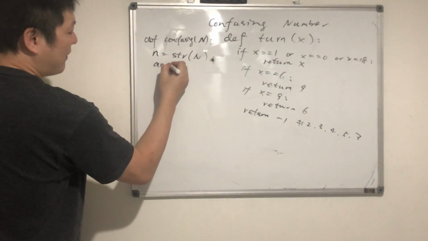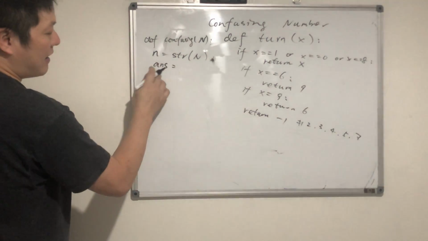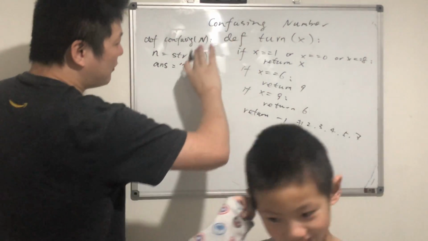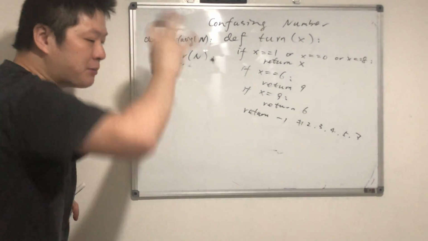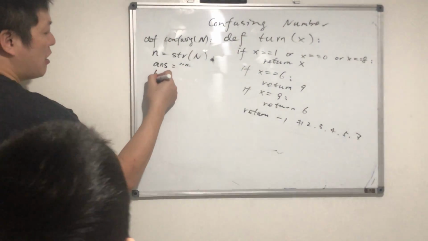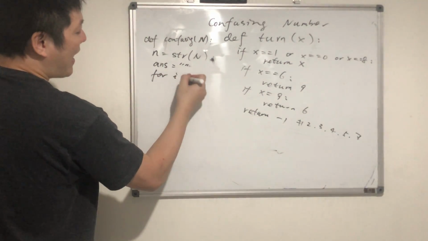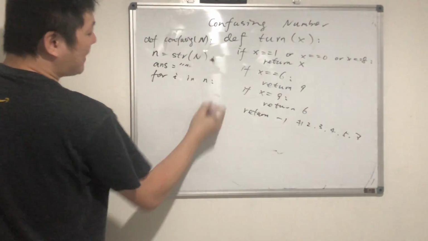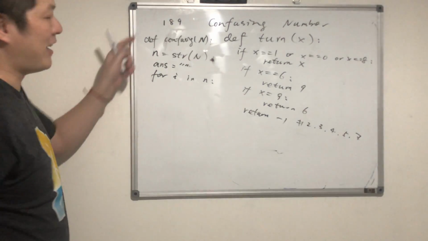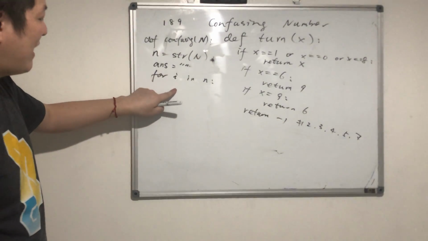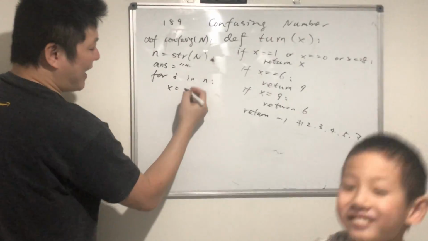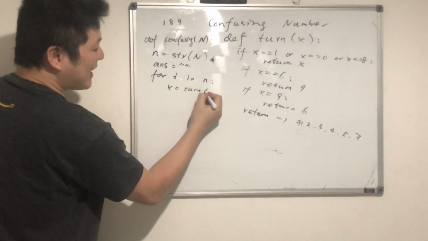Now let's store the upside down value in string into this, answer. And then let's say for i in n, so now we are getting each digit, for example 189. Now let's say x equals 10, we're turning this.